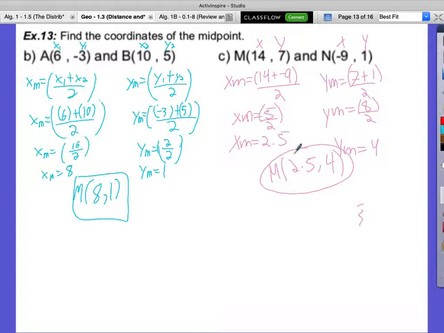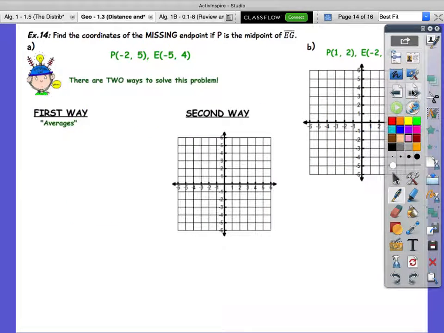So, any questions on this one, guys? Okay, let's move on here. Now, we're gonna kind of go backwards a little bit. We're gonna shift gears.